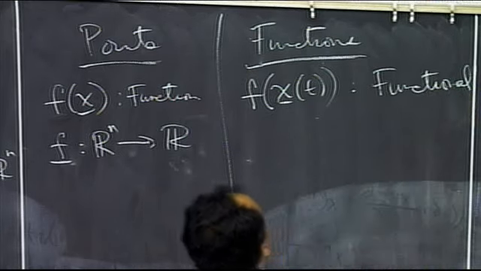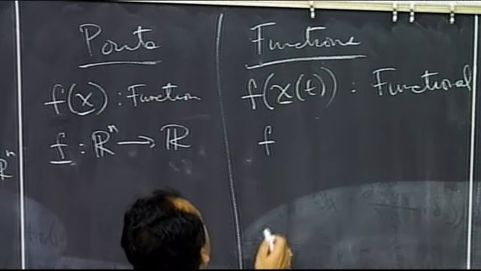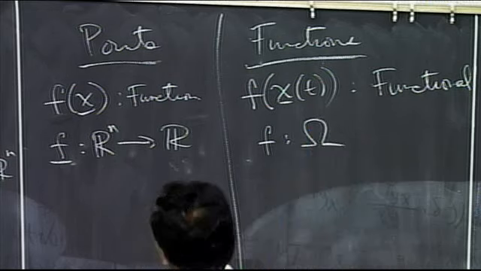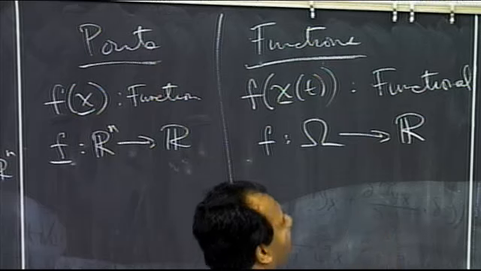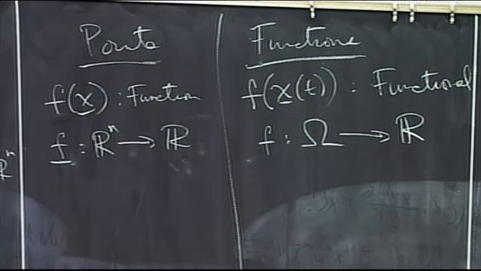I'll explain it in just a minute. What f does is it takes things inside the set omega, which is my function space, and it gives me back a real number. Can you think of something that does that?